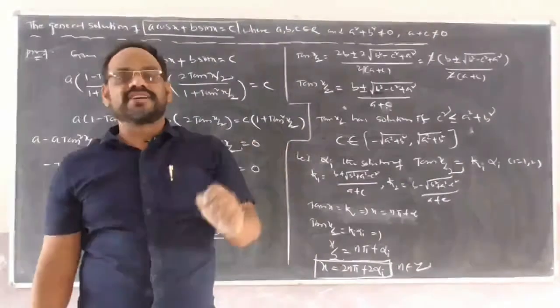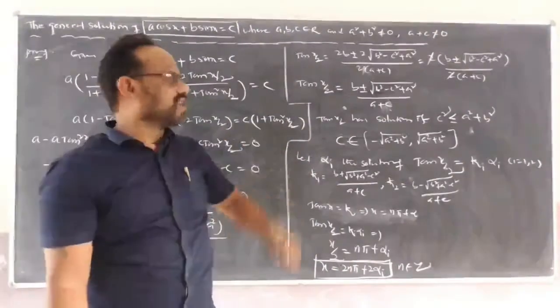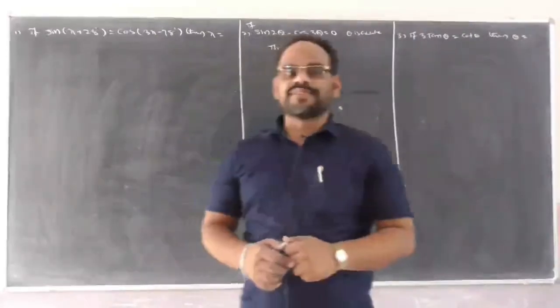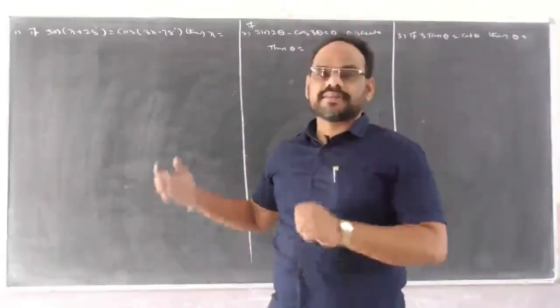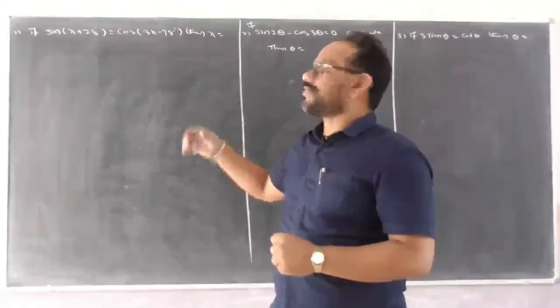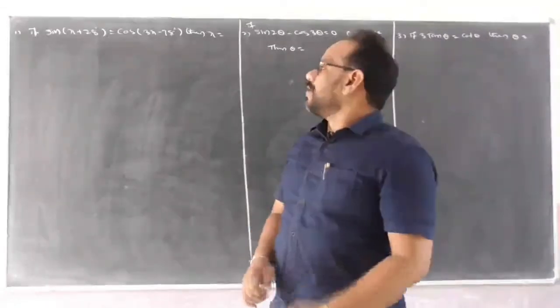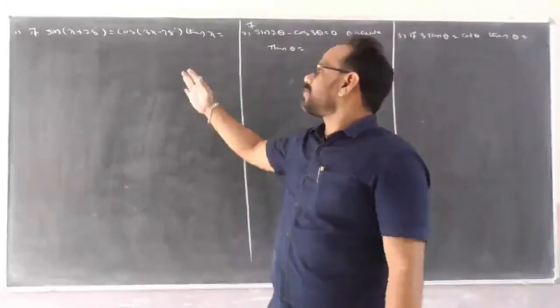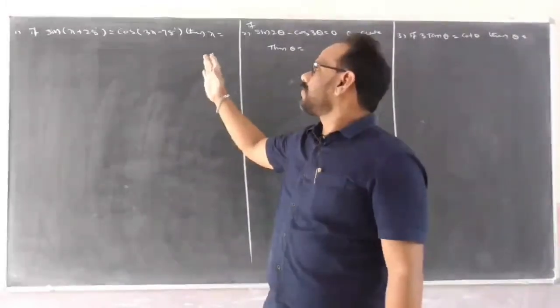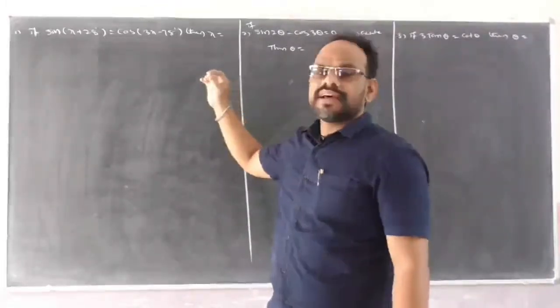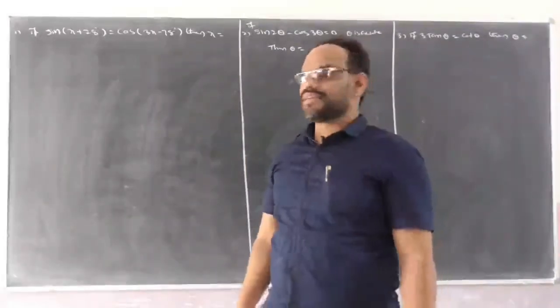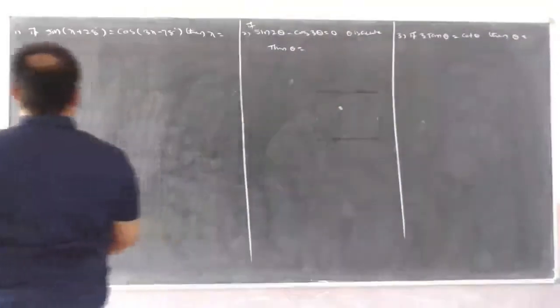Next, let us discuss examples about this concept. In this concept, trigonometric equations, let us discuss some more problems. Observe here, first problem: if sine of x plus 28 degrees equals cos of 3x minus 78 degrees, then we want the value of x.